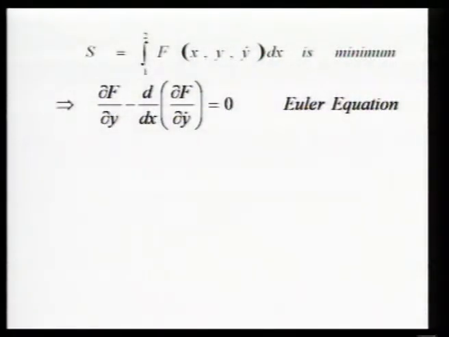The solution is delta f by delta y minus d by dx of delta f by delta y dot is 0. We had explained that this is known as Euler equation in calculus of variation and Lagrangian equation in mechanics. We shall now use this equation to solve the two problems which were posed earlier in the first lecture.